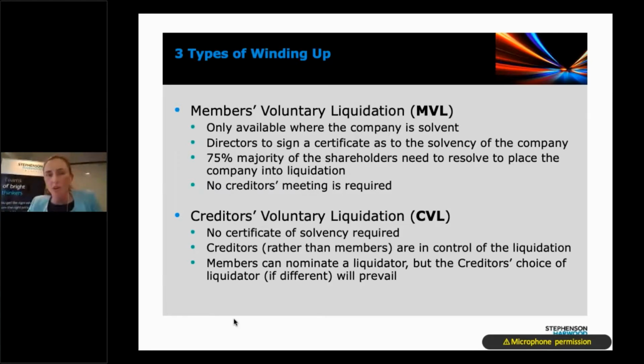You don't have to have the certificate. It starts off with the shareholders deciding to appoint liquidators, but then there also will be a meeting of creditors, and the creditors have to agree to the liquidation, and then they also can nominate a liquidator. They can pick the same one, which will be very uncontroversial, but if they choose to have a different liquidator, the creditors' choice will prevail.